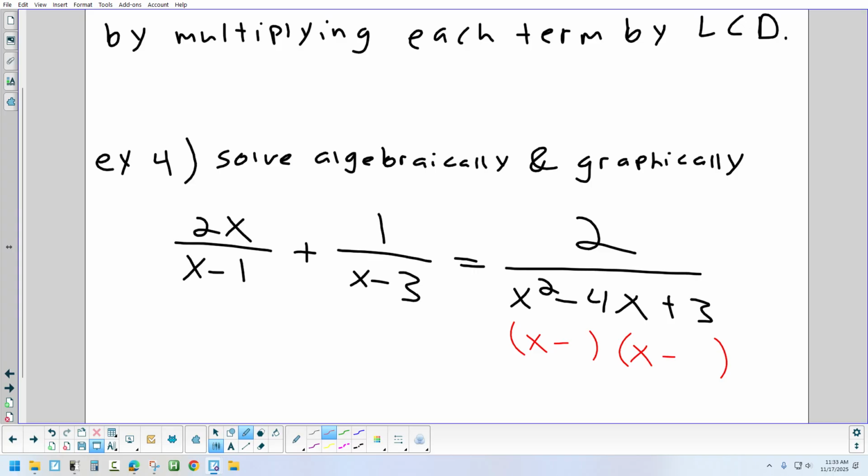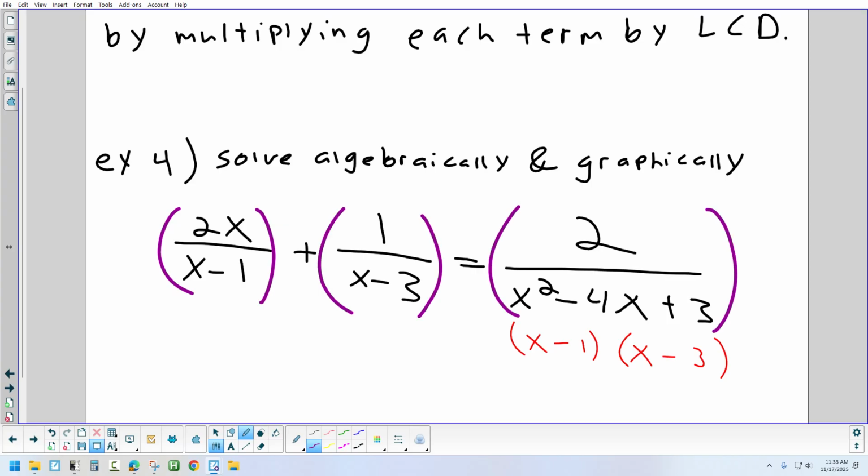Yep. 3 and 1. So when you factor the denominator on the right, is it the product of the two that were on the left? Yeah. So that's going to make finding the least common denominator easier. What could we multiply the first fraction, second fraction, and third fraction by to cancel out all my denominators?